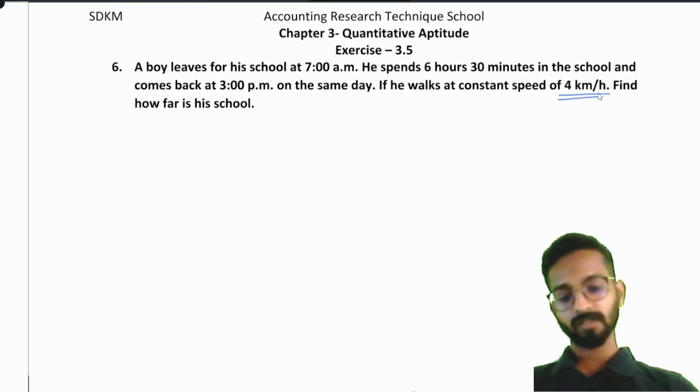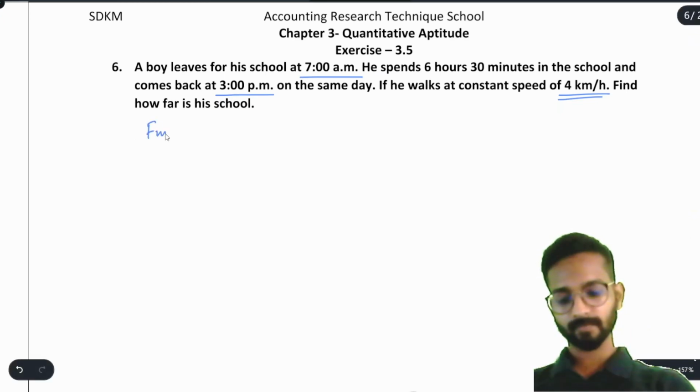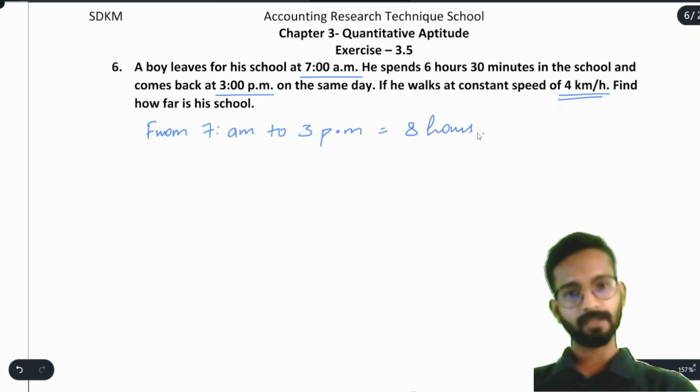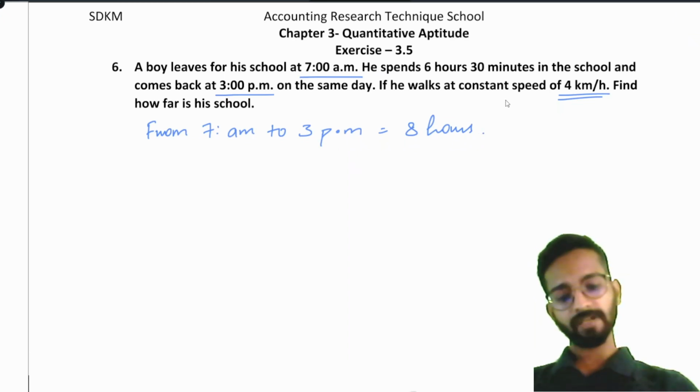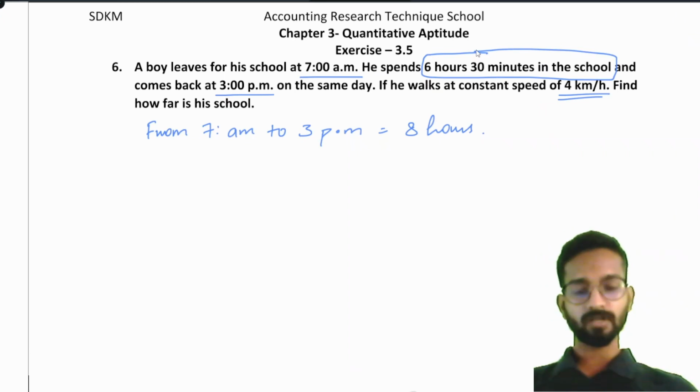Be very careful. He is leaving at 7 a.m. and is coming back at 3 p.m. So, can I say from 7 a.m. to 3 p.m. totally 8 hours are there? Correct. Now, out of 8 hours, he is spending 6 hours and 30 minutes in the school. If he is spending this much time in the school, the remaining time he is spending in the traveling.